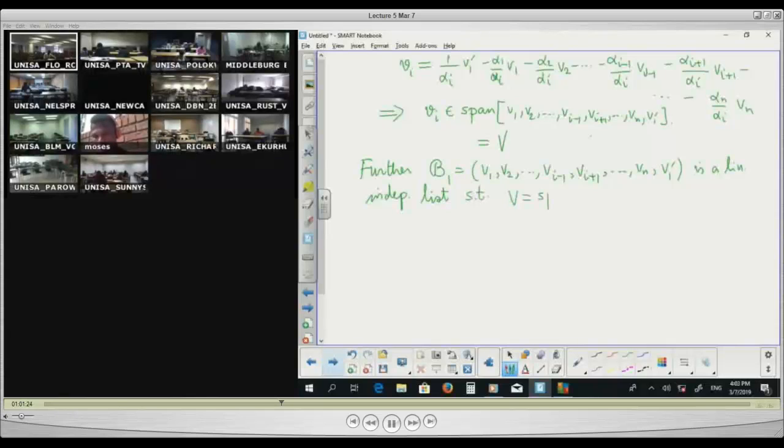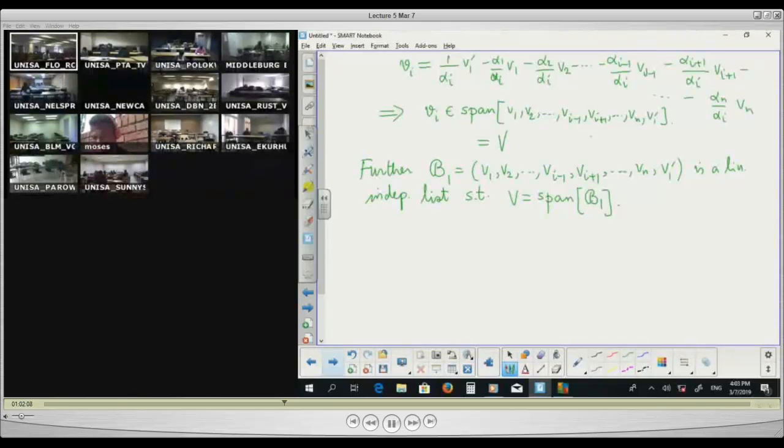Why is it linearly independent? Let's suppose not. Let's take an expression of 0. Again in V1 prime, I will replace it by the expansion of V1 prime in terms of V1, V2, Vn. And then I'll get an expression of 0 in terms of V1, V2, Vn. Each one of the coefficients must be 0, and from there the linear independence will follow. Okay? So this turns out to be a linearly independent list which spans V.